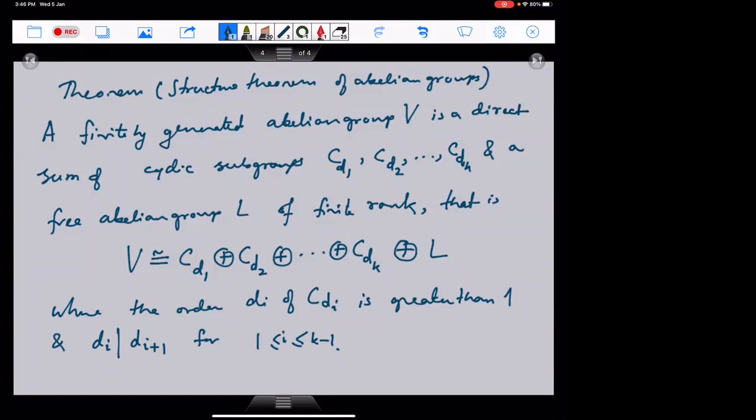Next question can be, can I have a different form like C_d1 prime, C_d2 prime, ..., C_dk prime, direct sum with L prime, where L and L prime may have different ranks? I am assuming that di prime divides d(i+1) prime. But can I have di different from di prime? That is another question which we have to answer, which is called uniqueness of this form. Actually, the answer is yes, the statement is true. But now we are stating how it is going to look, and that this form is unique is another statement which we are going to see later.